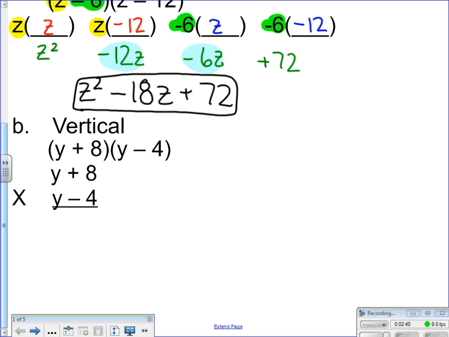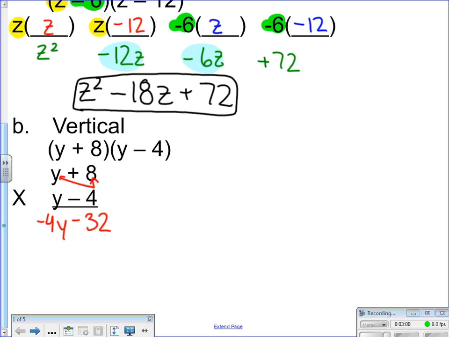So the problem started out horizontally. The y plus 8, we put that on top. We put the y minus 4 on the bottom. So start by multiplying by negative 4. Negative 4 times 8, negative 32. And then negative 4 times y, negative 4y.